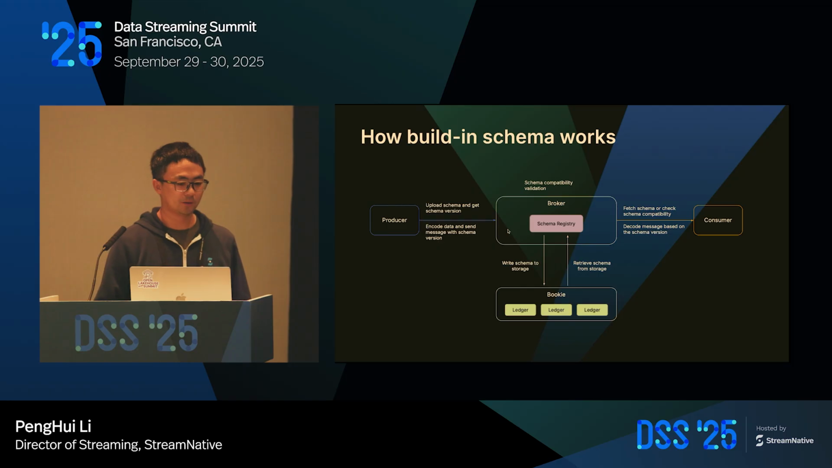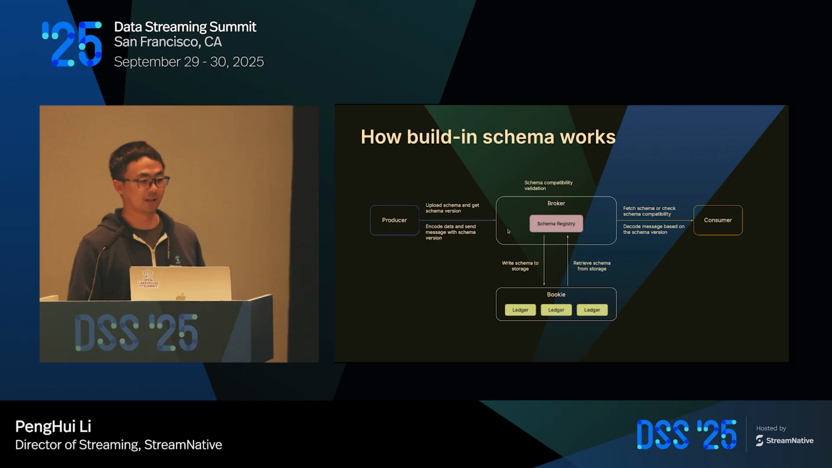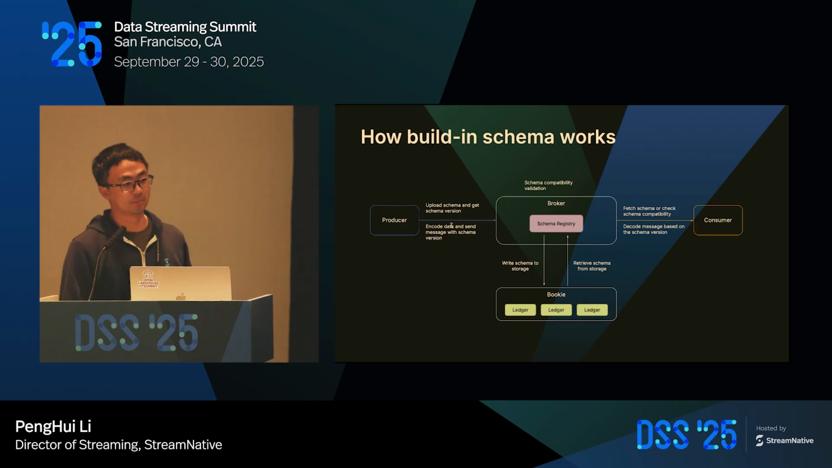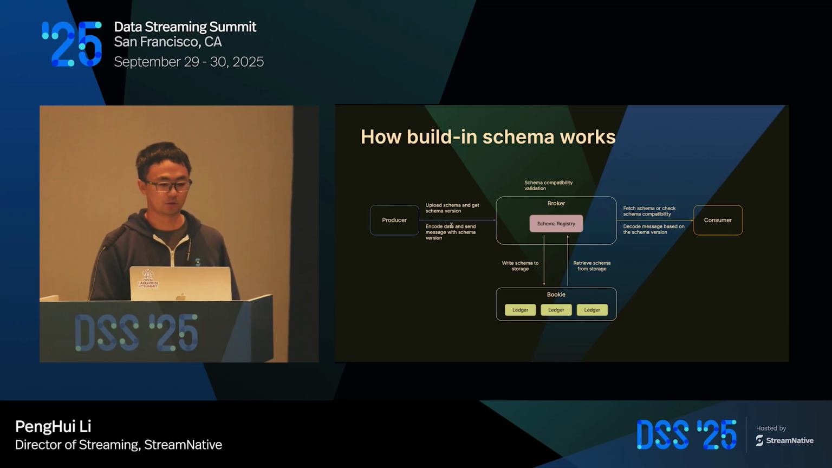Here is how the built-in schema works. It's not like traditional Kafka. Pulsar has its own built-in schema registry, so you don't need to deploy any external schema registry, like Confluent Schema Registry, in your environment. The schema registry is already in the broker. It has a management API, and producers and consumers can talk to the broker with schema and talk to the schema registry. So it's pretty simple.